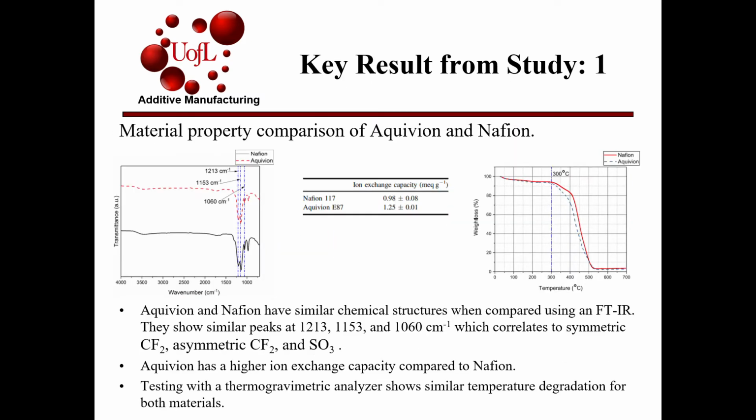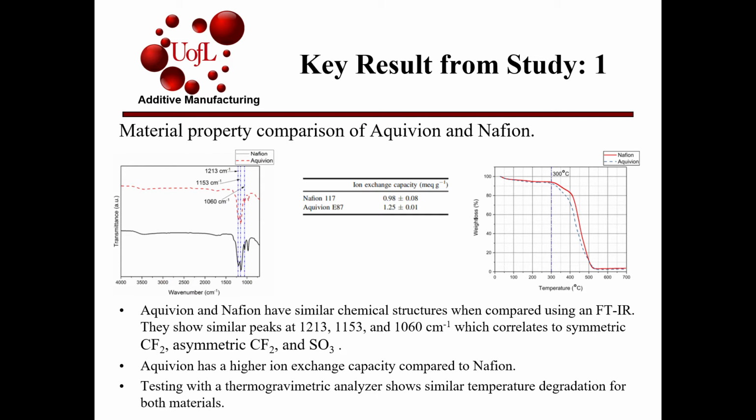So the key result, number one from this study, is the material property comparison. If you look at the first graph on the left there, you can see it's examining the chemical structures of both Equivion and Nafion. The critical takeaway from this is that both materials have peaks at 1213, 1153, and 1060 wave numbers, which correlate to a symmetric CF2, an asymmetric CF2, and SO3 chemical compounds.